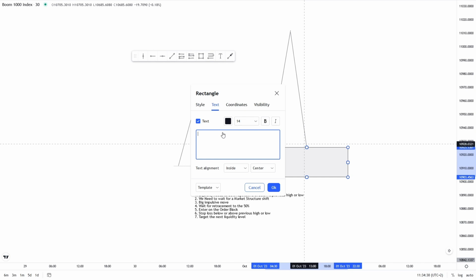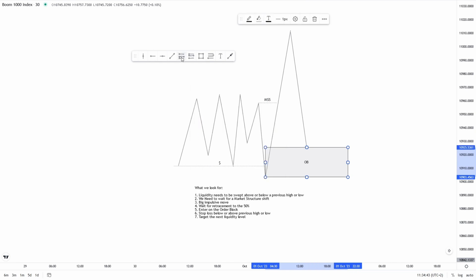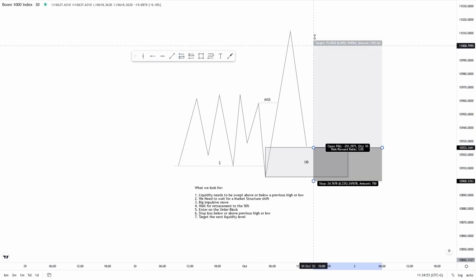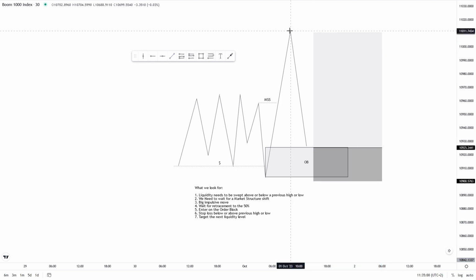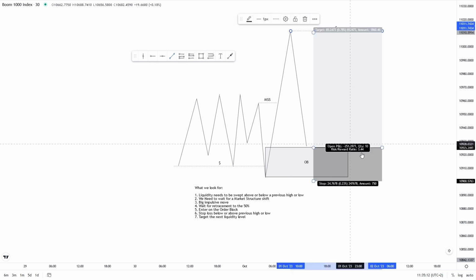Now your stop loss needs to be below or above the previous high or low. So in this example, if you enter here, your stop loss is going to be below the low, and you're going to target the next level of liquidity. Now, where is the next level of liquidity? It's going to be here. There is your next level of liquidity. So, for example, this one will probably be 3 to 4 risk reward.